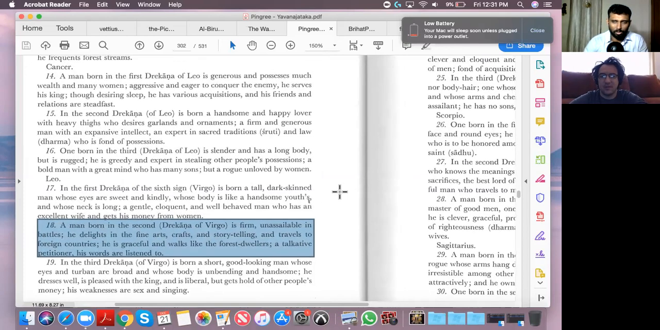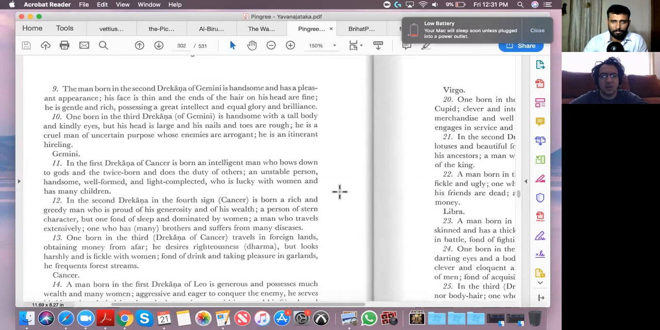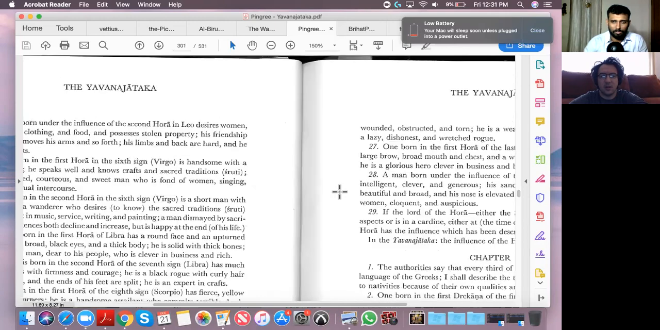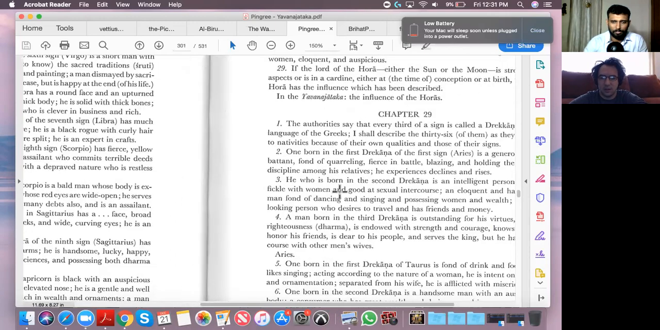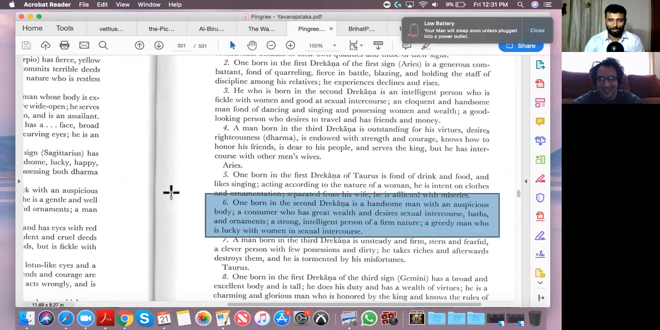Yeah, second decan of Taurus. Of Taurus, okay. Okay, here it is. Do you want to read it? No, please go on. Born in the second decan, a handsome man with an auspicious body, a consumer who has great wealth and desires sexual intercourse, baths, and ornaments. A strong, intelligent person of a firm nature. A greedy man who is lucky with women and sexual intercourse.